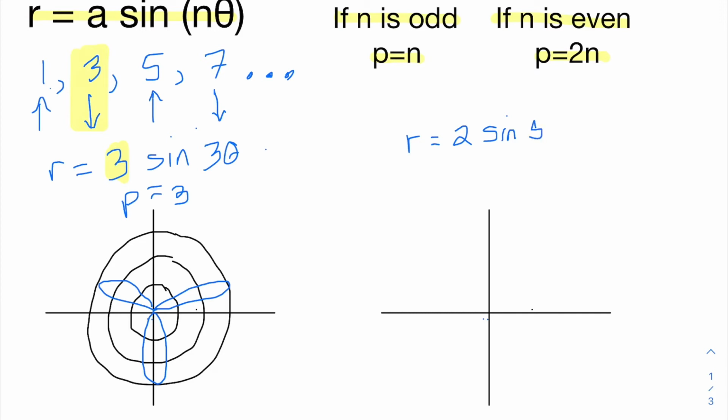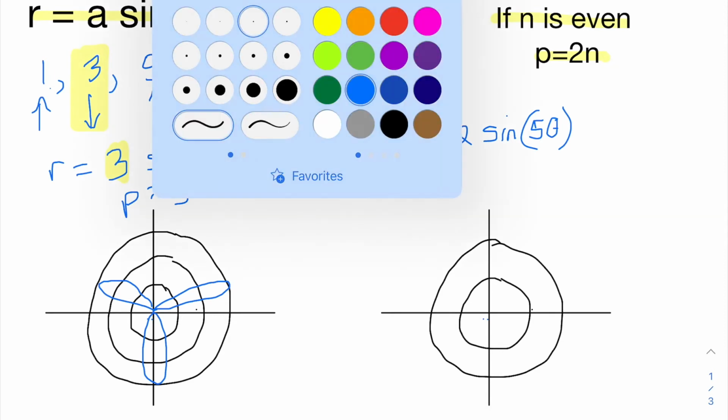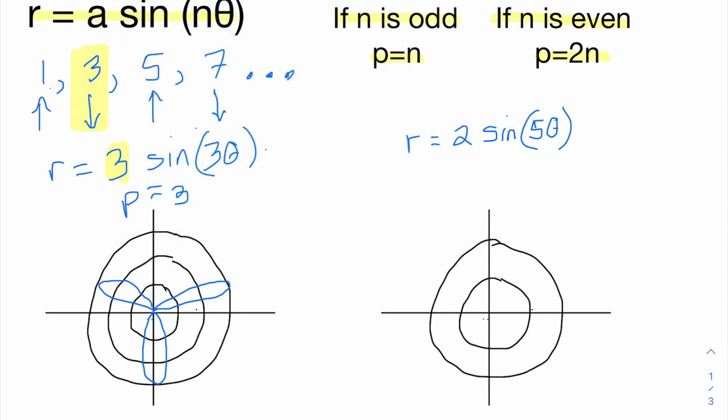And I'll shortcut it a little bit by writing 5 theta, but I should actually be better about putting parentheses around those. So here we can draw in our guiding circles, and let's figure out our orientation of that first petal.